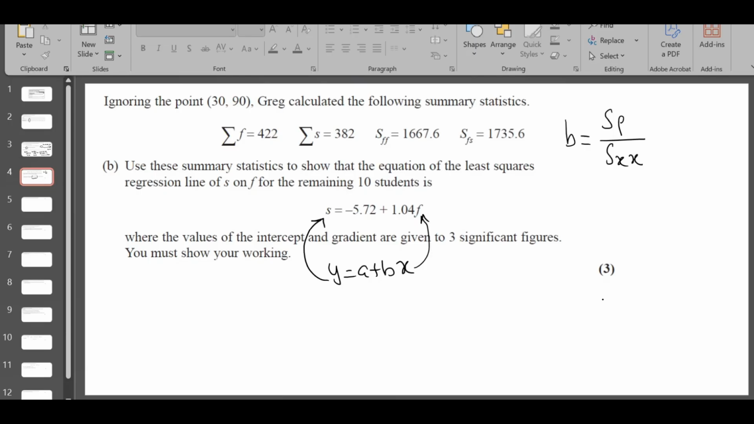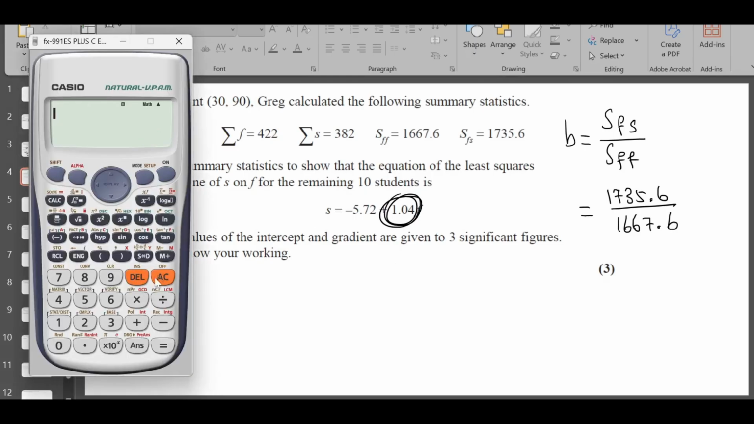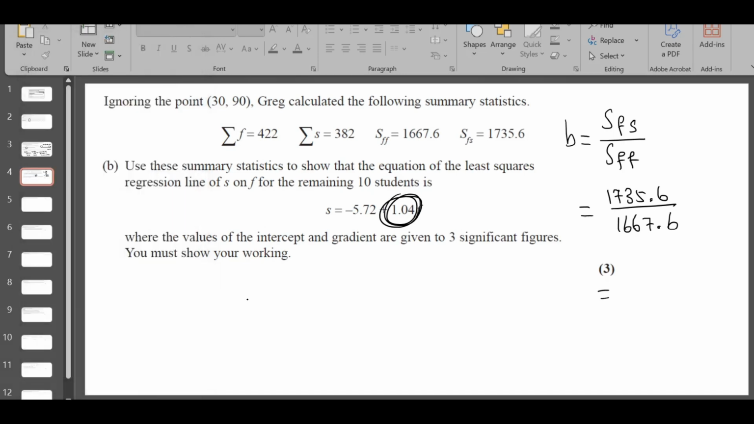So it's going to be SFS over SFF. Take these values and sub in here. You will get 1735.6 divided by 1667.6. That's going to be the value of B. 1735.6 over 1667.6 is 1.0407, etc. If you round it to 3 significant figures, you get this value.